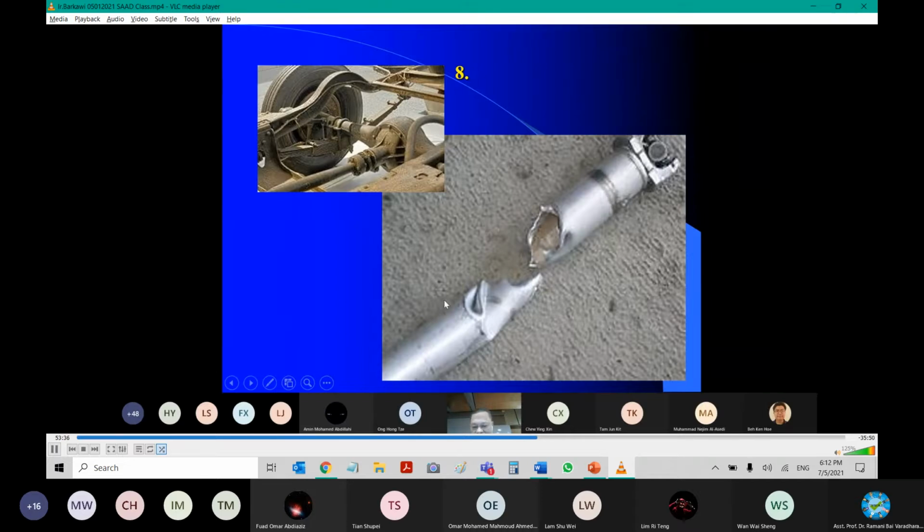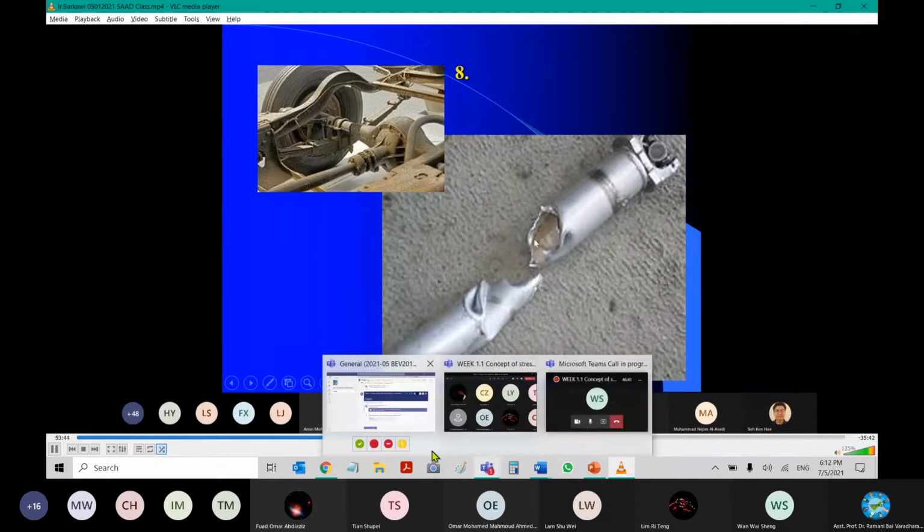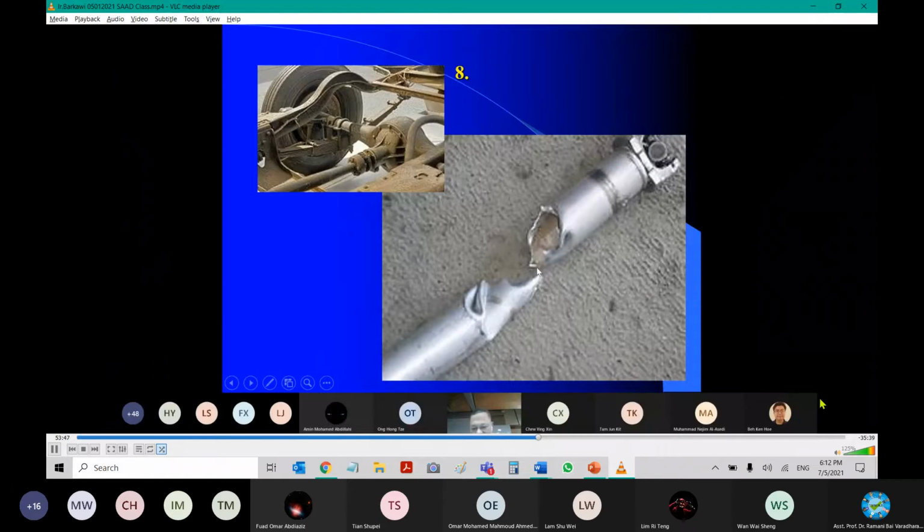Okay, this is the axis of the shaft, and this particular part is about 45 degrees. A typical brittle material failure and shear failure. Now the Mohr circle will tell us it is 45 degrees later on when you are on the Mohr circle.